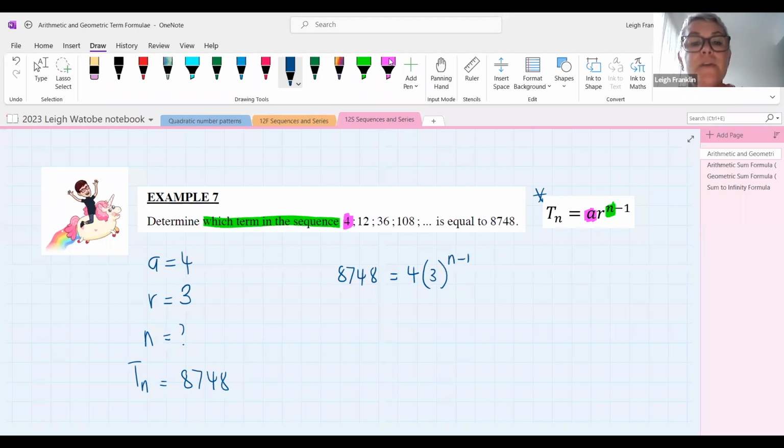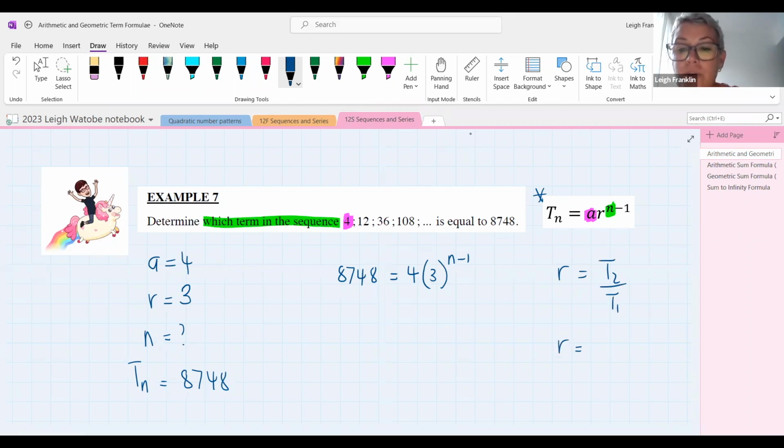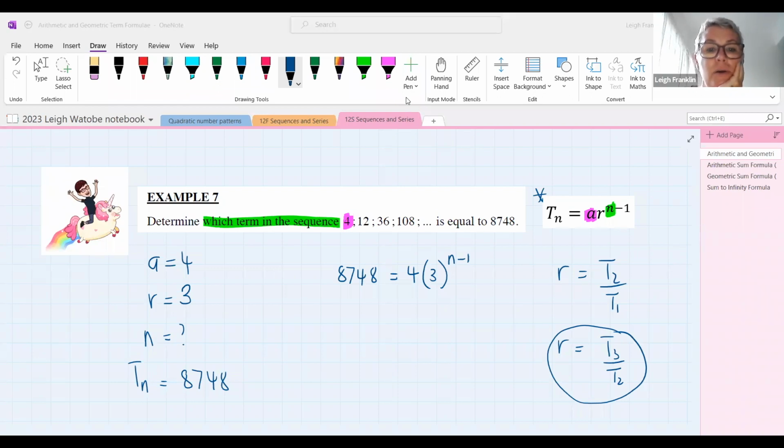So the first thing that we've got to do on both sides: how did you get R is equal to 3? Remember, R is equal to term 2 divided by term 1, or you can say that R is equal to term 3 divided by term 2. It is the constant or common ratio. Okay. So now, no, it's not Londeka. It's term 2 divided by term 1.